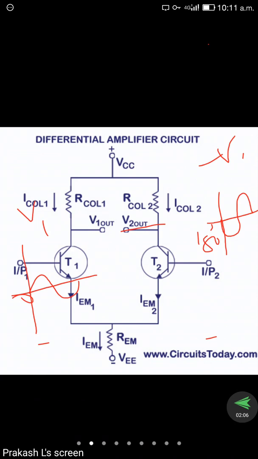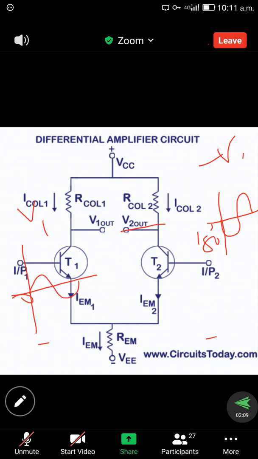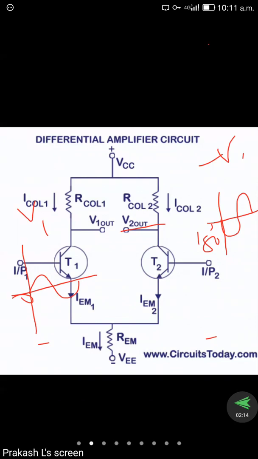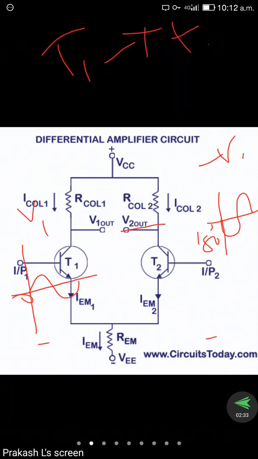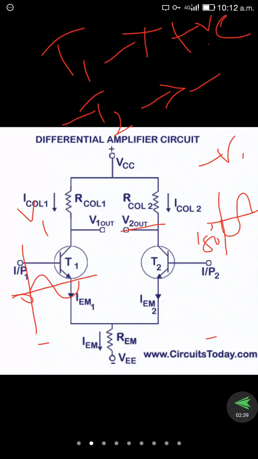Okay, so input here, the input is the phase of T1. Okay, let us consider T1 is a positive and T2 is a negative going signals. Negative going signal means applicable for positive. T1 for positive, T2 is for negative. T1 for positive half cycle and T2 is for negative half cycle. Negative half cycle means out of phase. Positive zero phase and negative means out of phase signals.